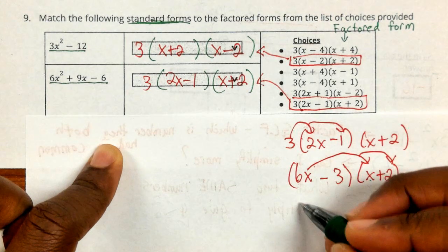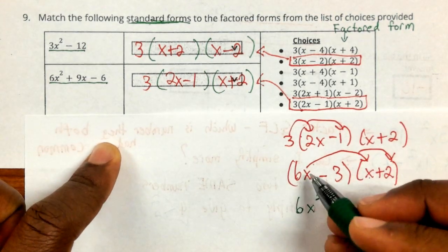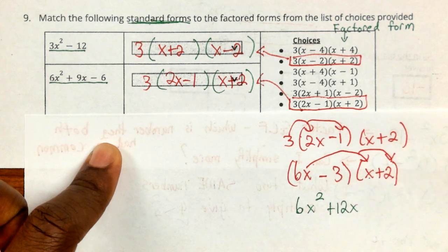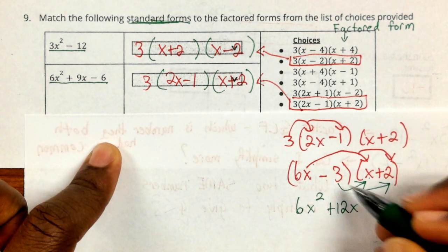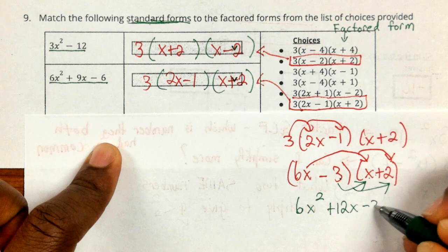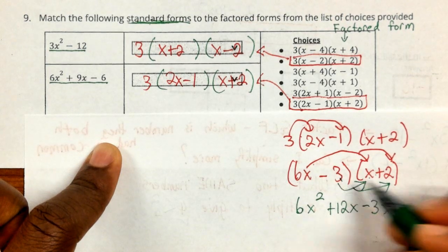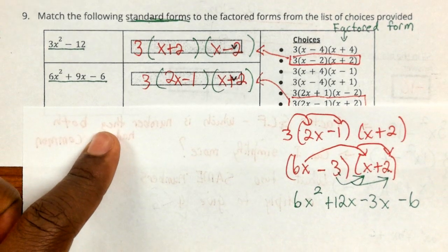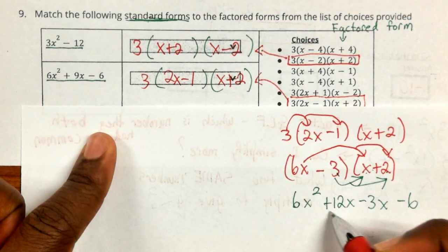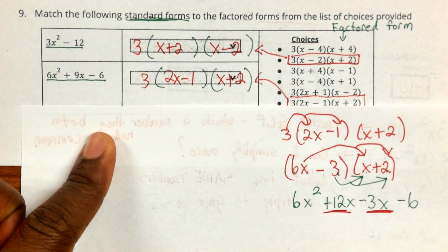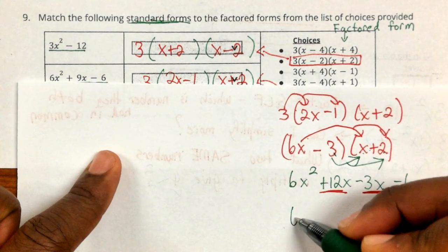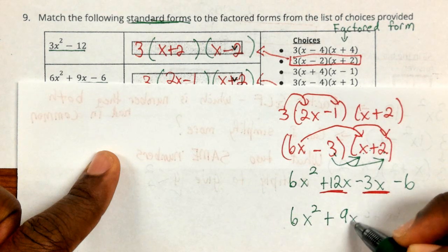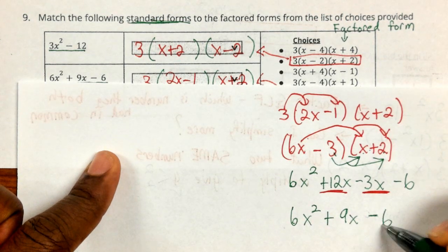6x times x is 6x squared. 6x times positive 2 is positive 12x. Now distribute the negative 3. Negative 3 times x is negative 3x, and negative 3 times 2 is negative 6. And if I combine these only two like terms right here, the 6x squared you bring down, 12x minus 3x is positive 9x, and the negative 6 you bring down.